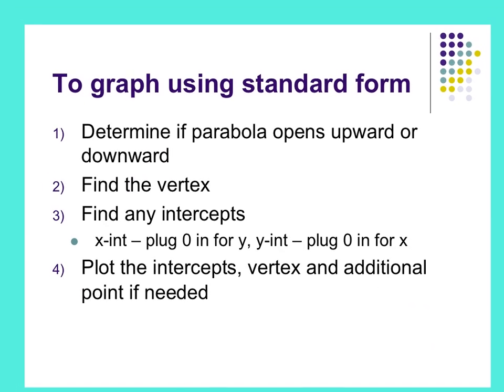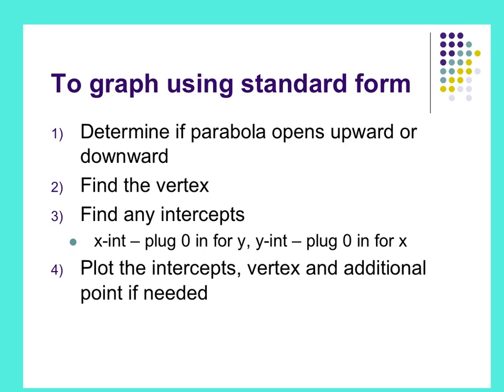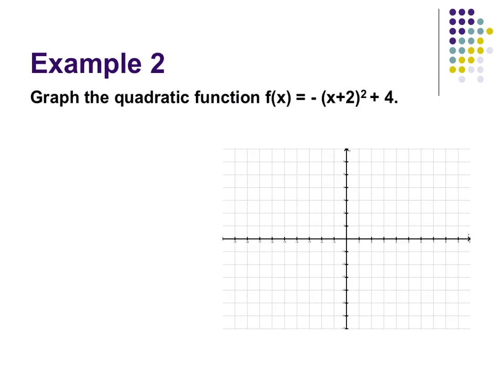Okay, to graph using the standard form, we're going to determine first if the parabola opens upward or downward. Then we're going to find the vertex. And then it's usually going to ask you for your intercepts, so you might as well find those. Review: x-intercept, you're plugging 0 in for y. Y-intercept, you're plugging 0 in for x. And then you're going to plot the intercepts, you're going to plot the vertex, and if that's not enough information, you're going to plug in additional points, some to the left of the vertex, some to the right of the vertex. All right, so we're going to walk through one together, and then you're going to do the next by yourself.